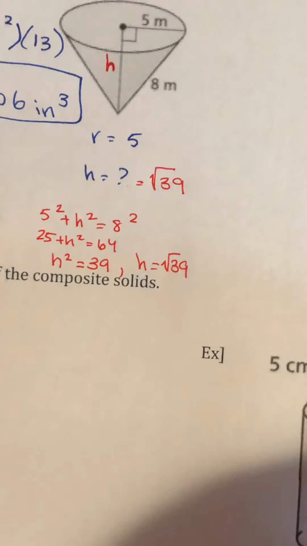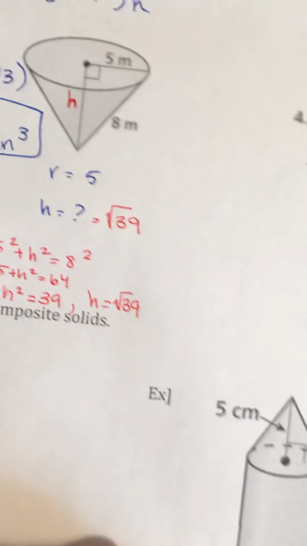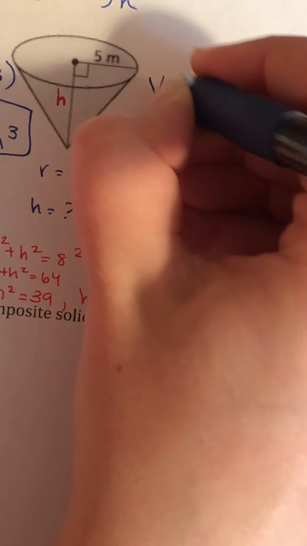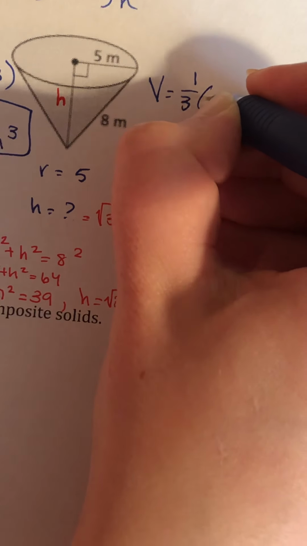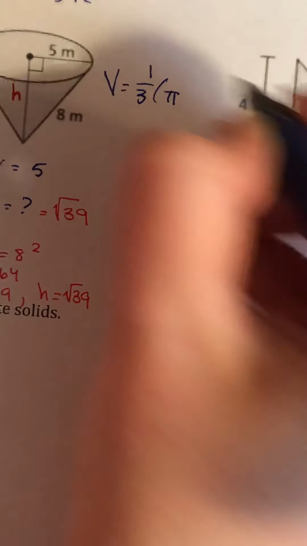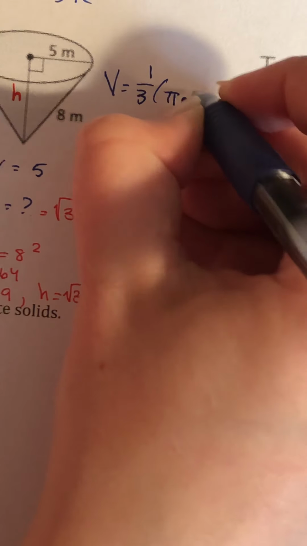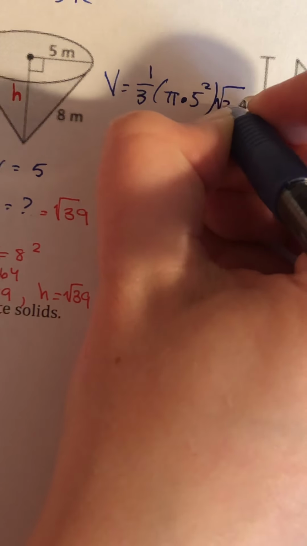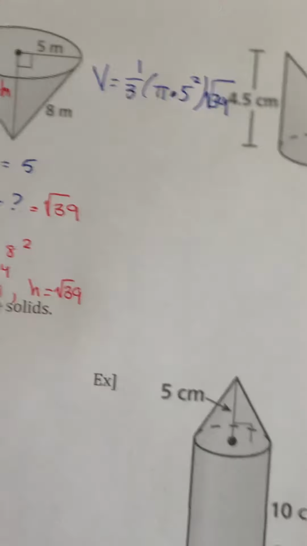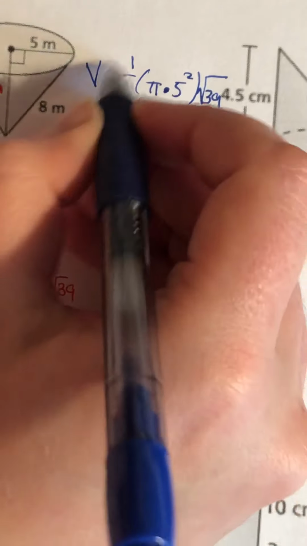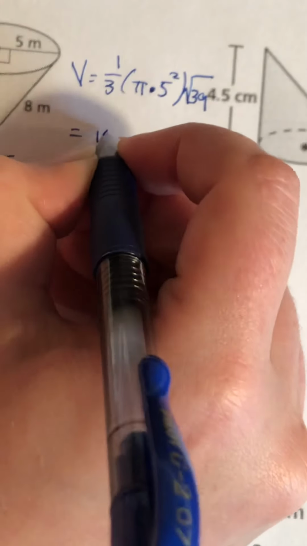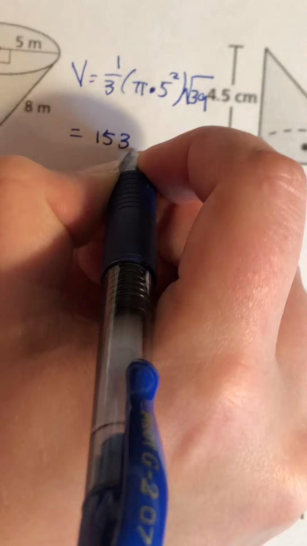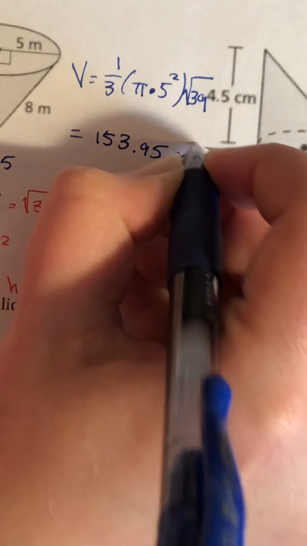We could just leave it like that. We don't have to write a decimal or anything like that. The fewer decimals we have to write out, the better. So my volume is 1/3 pi times r squared, so 5 squared times the square root of 39. Put that all in your calculator in one big shot. Make sure you're putting parentheses around what needs to be, otherwise you should do it in smaller pieces. You should get 153.95, and that's going to be meters cubed.